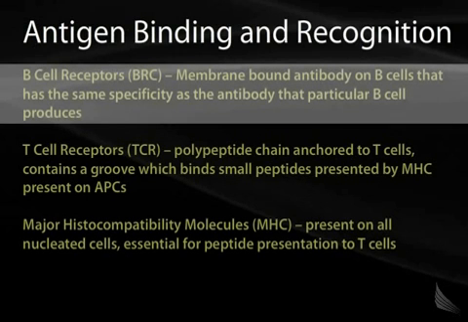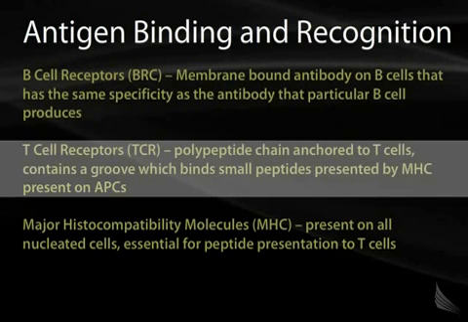So with antigen binding and recognition, the B cells use a B cell receptor. This is a membrane-bound antibody on B cells that has the same specificity as the antibody that particular B cell produces. When we talk about the genetics of B cells, you'll see how this plays in a little bit more. But B cells, remember that I said that they recognize their antigens as they exist in nature. It's actually an antibody that sits on the surface of the B cell that the B cell uses to attach to its antigen. It will then endocytose it and break it down.